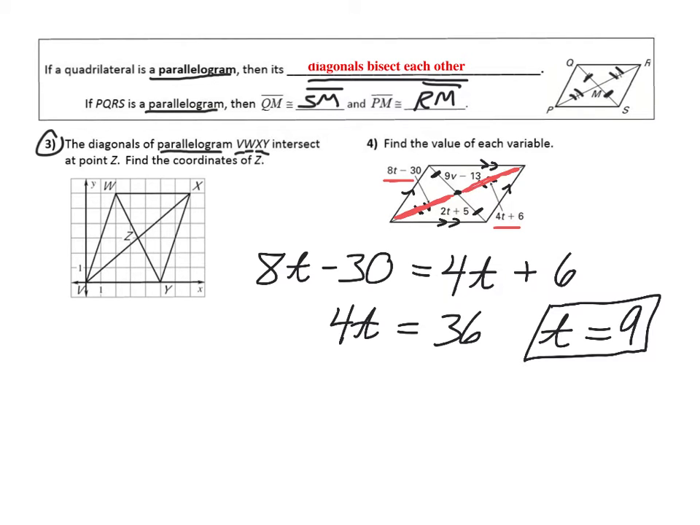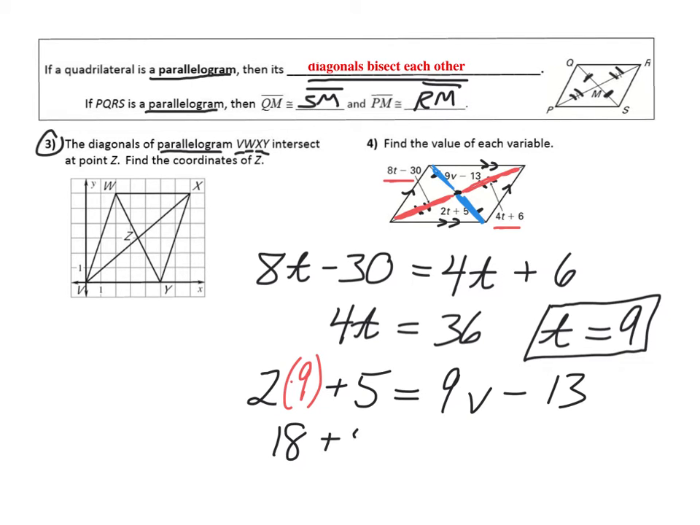The other thing I notice is that these two diagonals that are congruent, because they're bisected, are also going to be equal. So I can set up an equation with 2t plus 5 equals 9v minus 13. Now, in this case, I have an answer for t. So I can replace t with 9. And I can solve for the left side of the equation. It looks like I'm going to end up with 18 plus 5. So it looks like on the left side, I'm going to end up with 23.